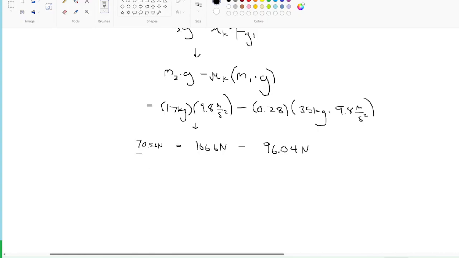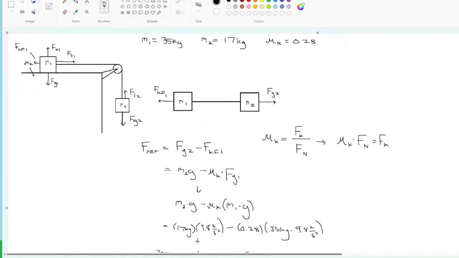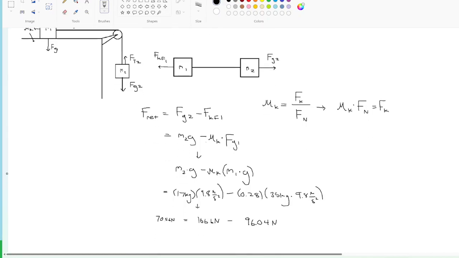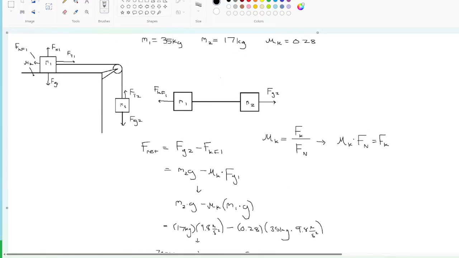Now, what is this net force on? Is this net force on just this block, or both blocks? If you chose the latter of those options, then you are correct. It is on both of these blocks, because it's just Fg2 minus Fk1 on both of these blocks, so the net force is going to be F net x in this direction.